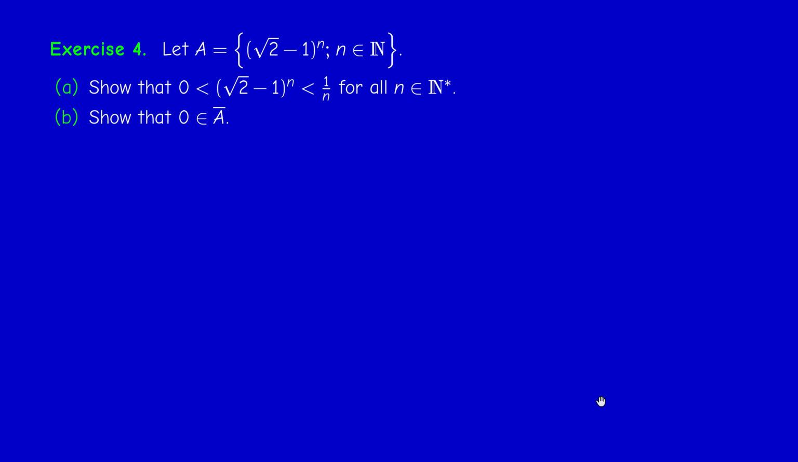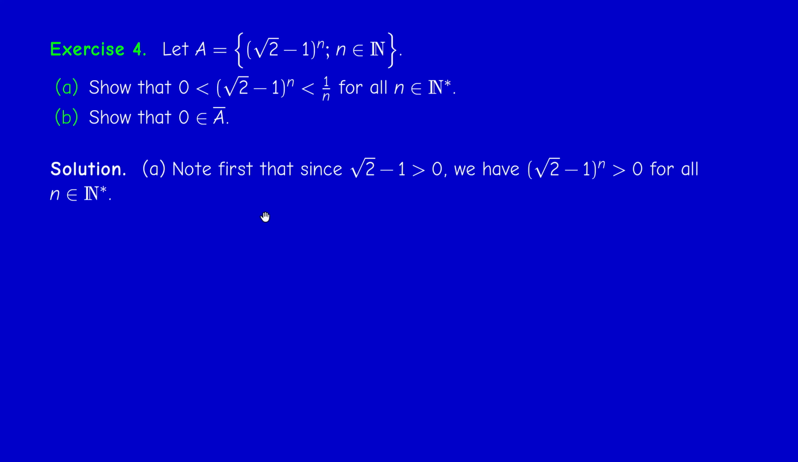Exercise 4, also an application of proposition 1.6 or the corollary of it. We consider the set A, which is just the sequence of the powers of radical 2 minus 1. So I start with radical 2 minus 1, radical 2 minus 1 squared, cube, etc. First you have to show that radical 2 minus 1 to the n is less than 1 over n. And this is an easy exercise of mathematical induction, so in principle, you can prove such kind of things by induction already in school.